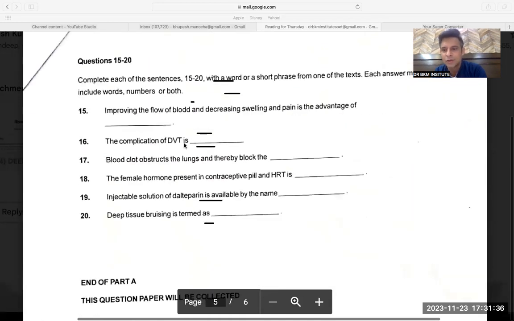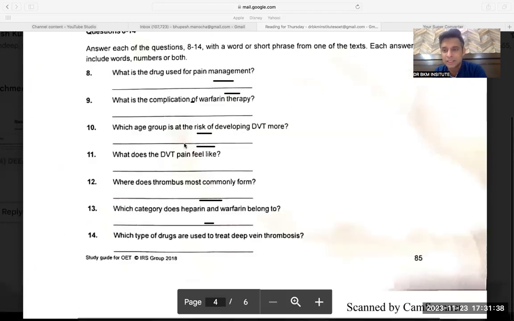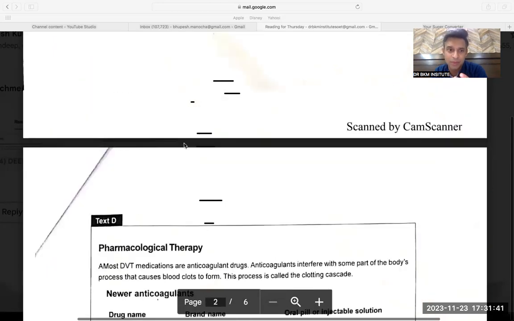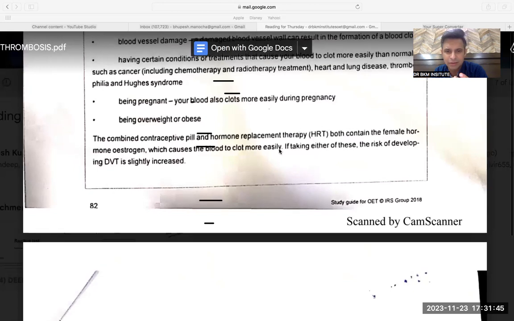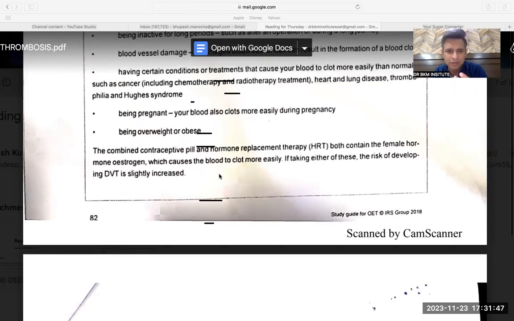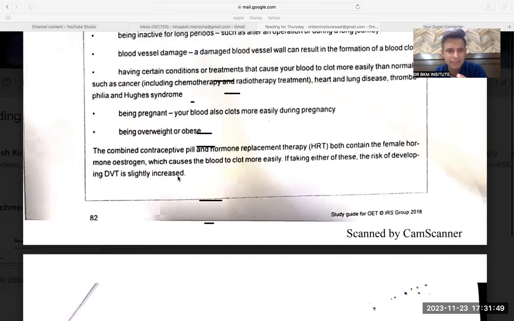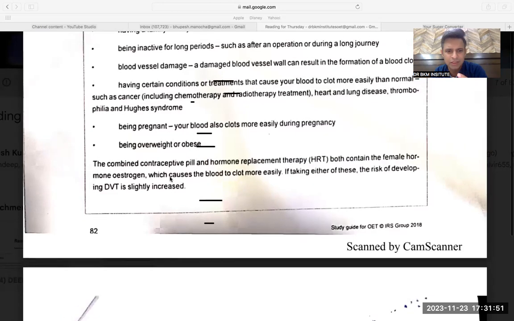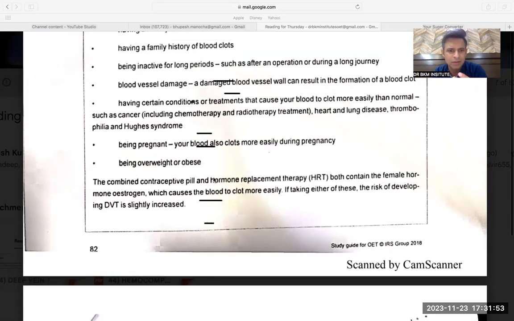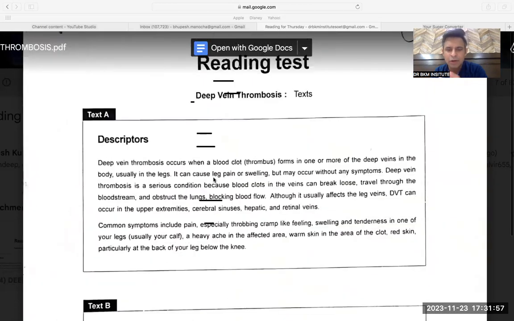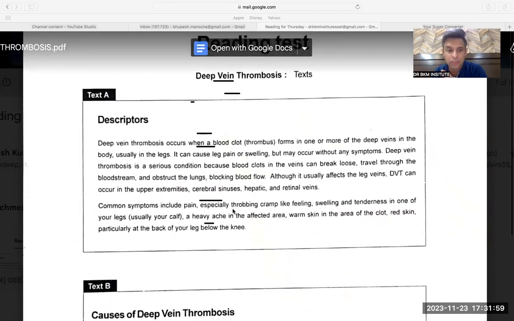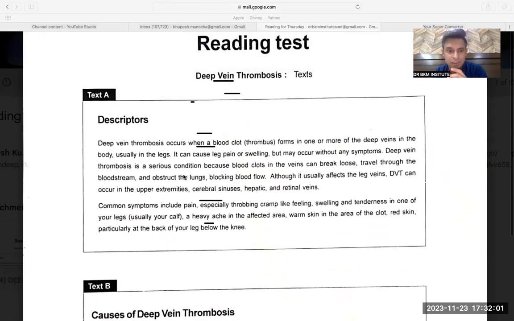Question 16. The complication of DVT is, complication means either A or B. So the contraceptive pill, either of these: the risk of DVT is slightly increased, but it does not talk about complication. Estrogen causes the blood clot, but the complication of DVT is, no, it is the cause. It cannot be in the cause. It should be in this.